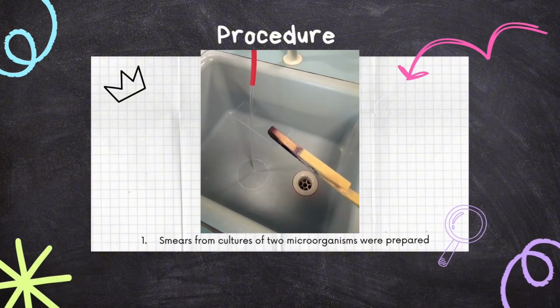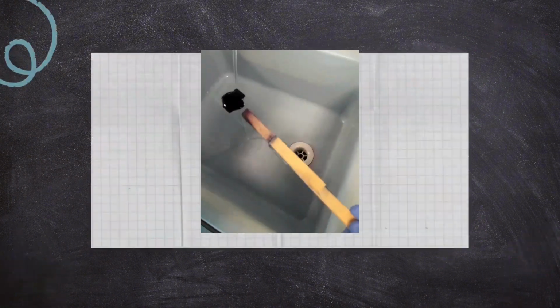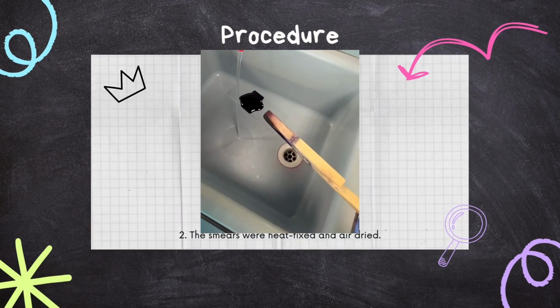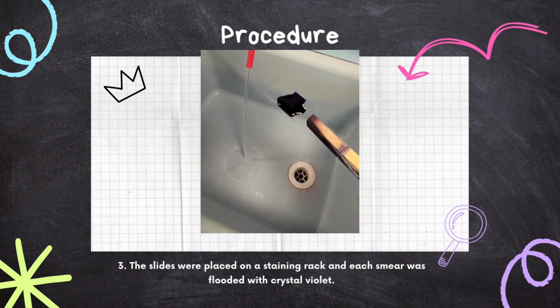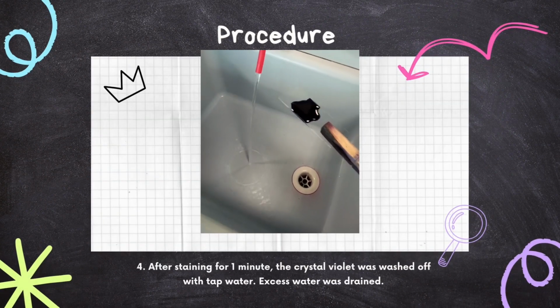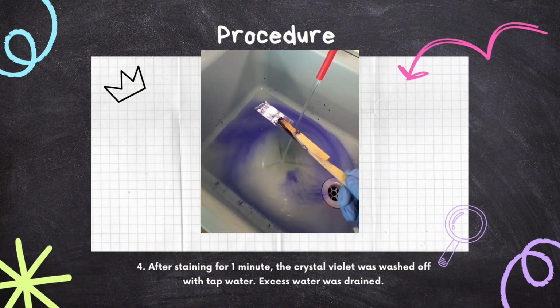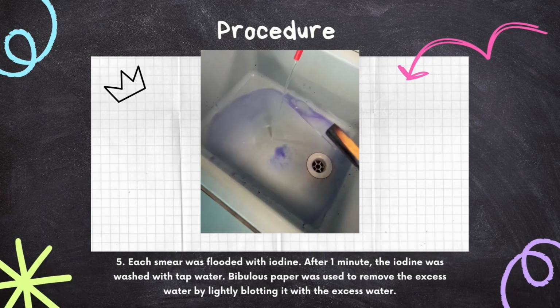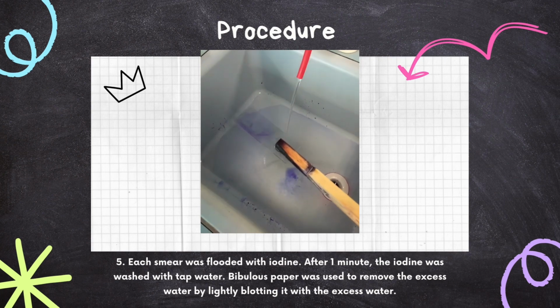Procedures. Smears from cultures of 2 microorganisms were prepared. The smears were heat-fixed and air-dried. The slides were placed on a staining rack and each smear was flooded with crystal violet. After staining for 1 minute, the crystal violet was washed off with tap water. Excess water was drained. Each smear was flooded with iodine. After 1 minute, the iodine was washed with tap water.